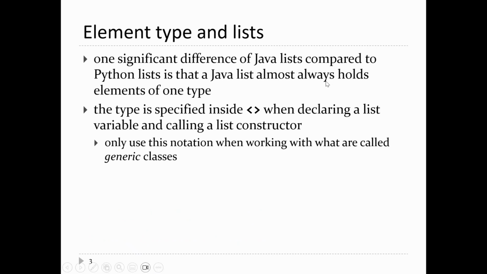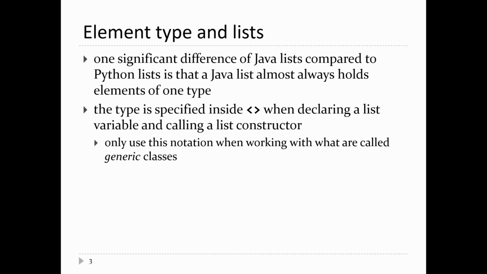All right, so one of the big differences between Java and Python is that Java has these things called generic classes. The Java list classes are all examples of these kinds of classes, so they're all what are called generic classes. In a generic class, the programmer is allowed to specify information about the type or types that the class will use. And so if you make a list in Java, one of the pieces of information that the programmer must provide is what type of element is going to be stored in this list.